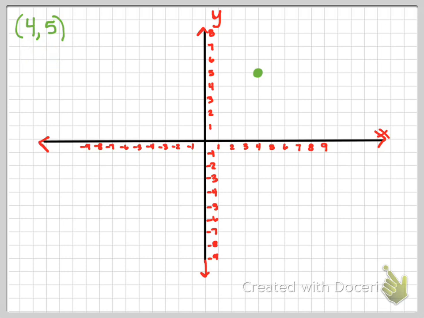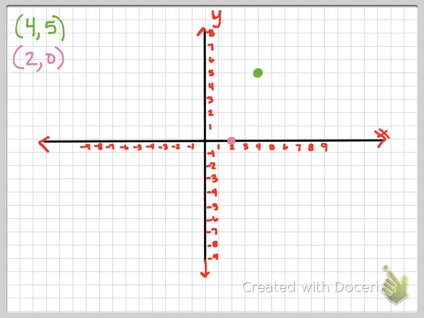I'm going to use a different color so it's easy to see. The next ordered pair was 2, 0. Okay, so that means I need to locate 2 on my x-axis, so I go over 2. And then my y value is 0, which means I don't go anywhere because I can't go up 1 because it's not 1. I can't go down 1 because it's not -1. So I keep my point right here directly on my x-axis.